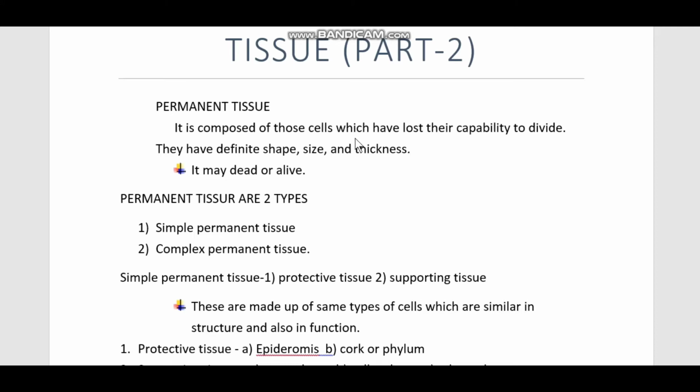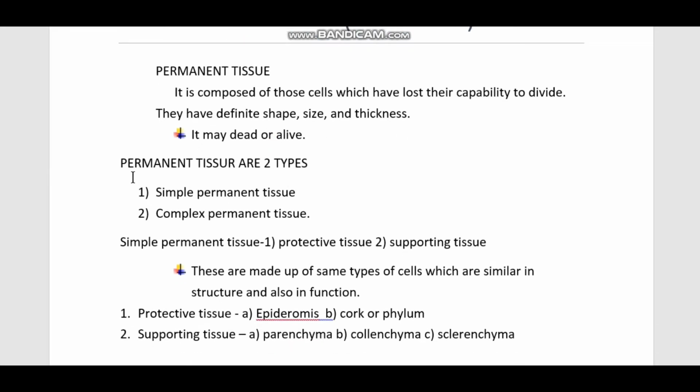It is composed of those cells which have lost their capacity to divide. They have definite shape, size and thickness. It may be dead or alive. There are two types of permanent tissue: simple permanent tissue and complex permanent tissue.